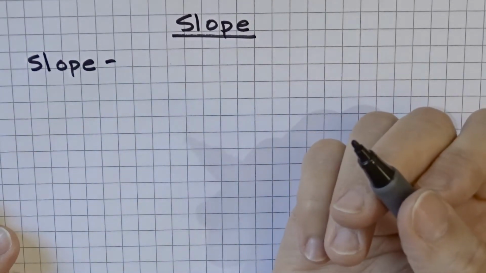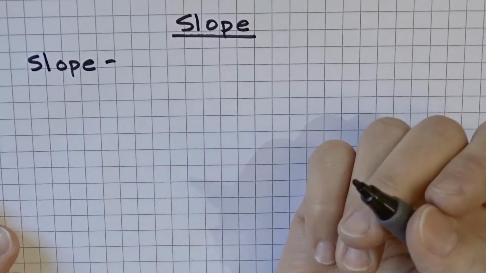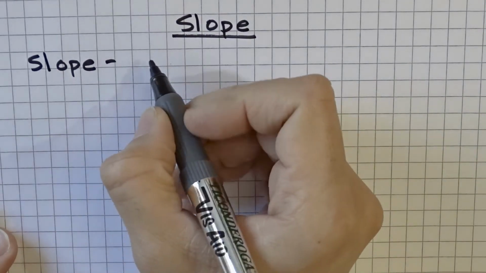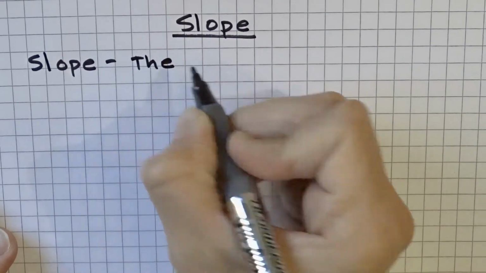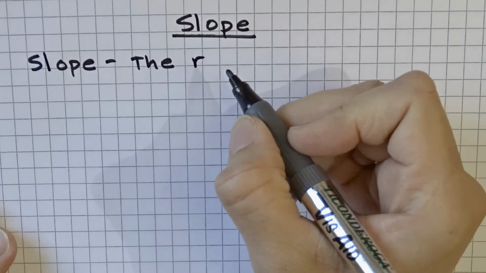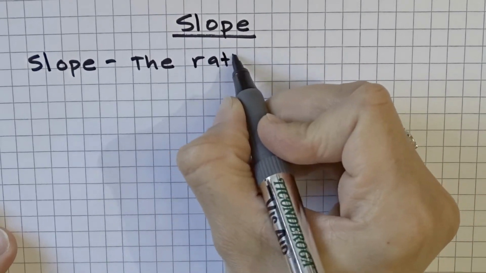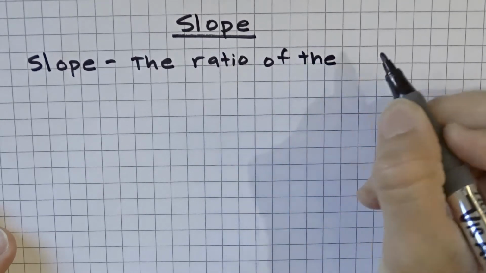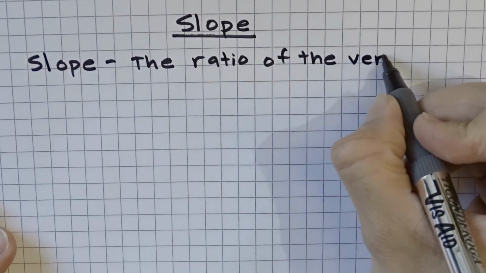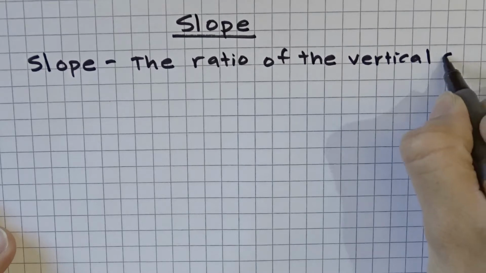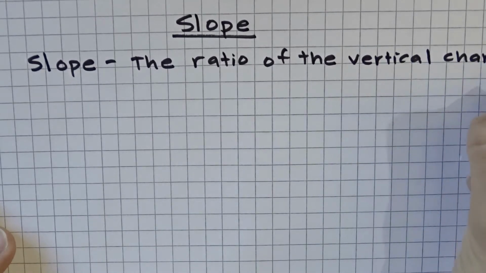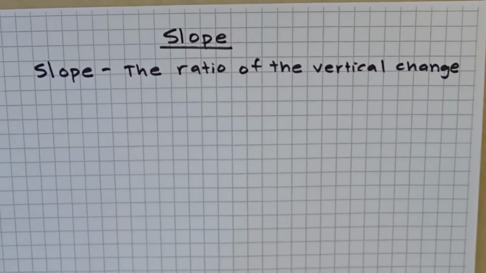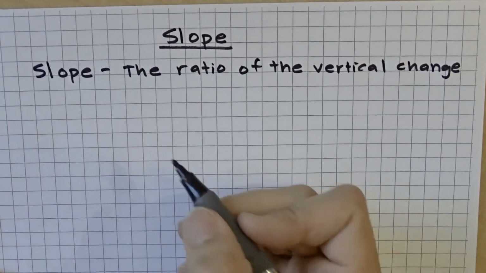So if you see a line that's very, very steep, I can say, wow, that looks like it has a slope of 10. But you need to know what that means and what it looks like. So today we're going to look into how do you give a line a number that tells us how steep it is. And it's the ratio of the vertical change to the horizontal change.